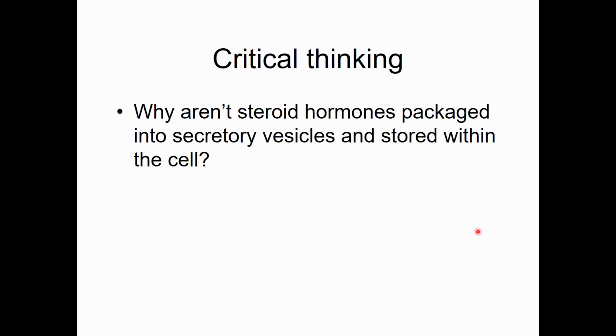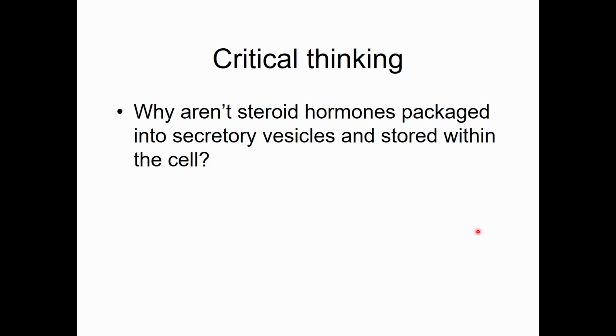Neurons make neurotransmitter, package them in vesicles where they sit at the end of an axon terminus until they get the signal to be released. Why aren't steroid hormones packaged within secretory vesicles and stored within the cell? So give yourself a chance to think about that.